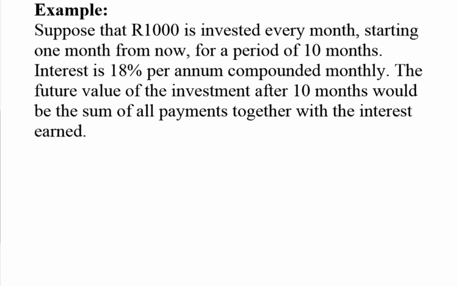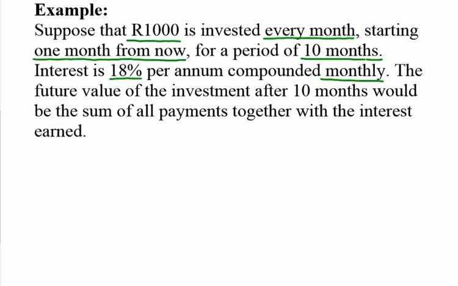Suppose that 1,000 Rand is invested every month, starting 1 month from now. That's important, but in a later video we'll discuss what's so important about starting straight away or 1 month from now, etc. For a period of 10 months. Interest is 18% per annum compounded monthly.